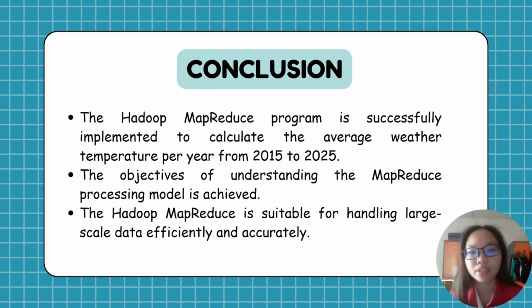In conclusion, the Hadoop MapReduce program is successfully implemented to calculate the average weather temperature per year from 2015 to 2025. The objective of understanding the MapReduce processing model is achieved, and Hadoop MapReduce is suitable for handling large-scale data efficiently and accurately.